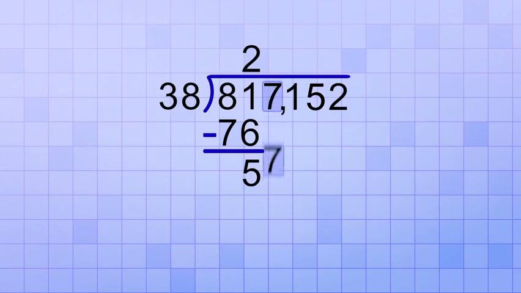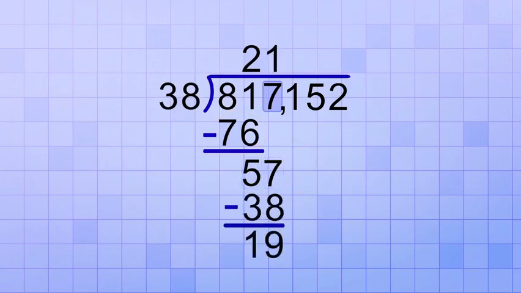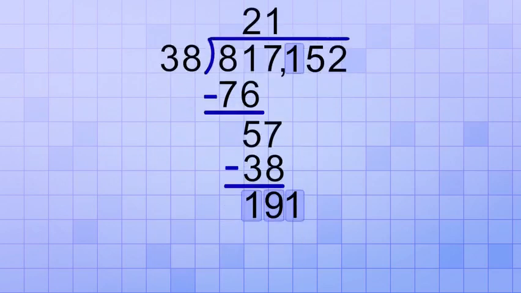We bring a copy of it down and combine it with our 5 and ask, how many 38s will it take to make 57? That one's easier to estimate, just 1, because it's easy to see that 2 38s would be too big. 1 times 38 equals 38, and 57 minus 38 leaves a remainder of 19. On to the next digit. We bring down a copy of the 1, and now we ask, how many 38s will it take to make 191? That's a bit tougher.